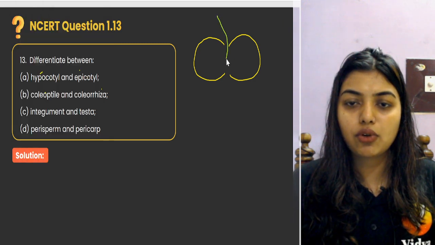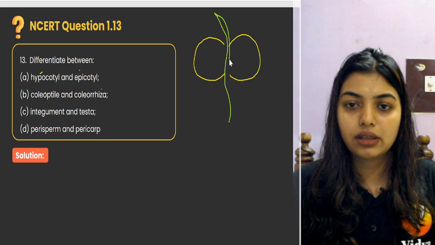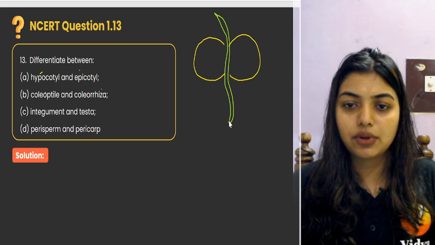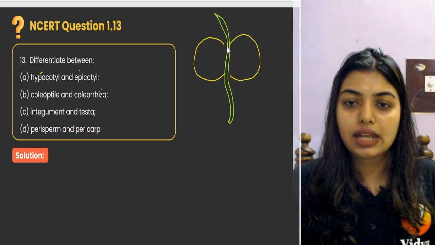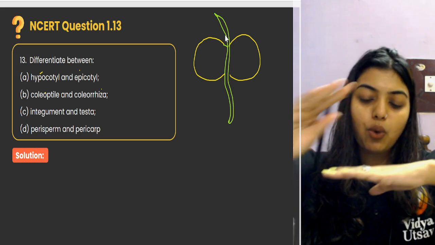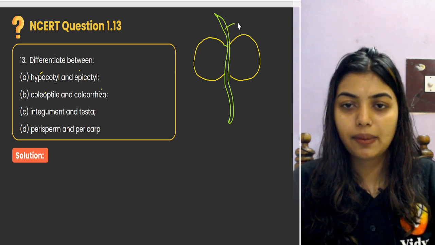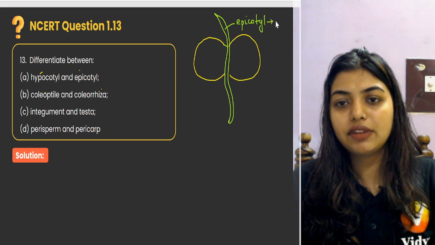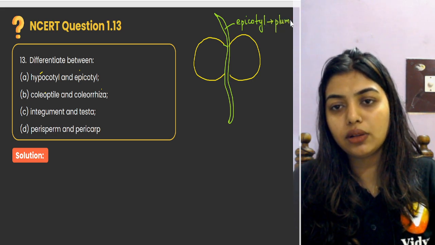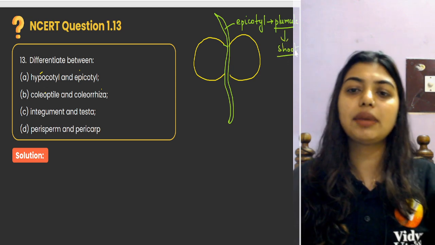Now what I'm drawing is the embryonal axis. This embryonal axis is emerging above the cotyledon. This is the cotyledon, my hand is the cotyledon. Whatever is emerging above the cotyledon will be called the epicotyl. What is it called? Epicotyl. This epicotyl will give rise to the plumule, and the plumule will form the shoot. Whatever is coming above the soil.